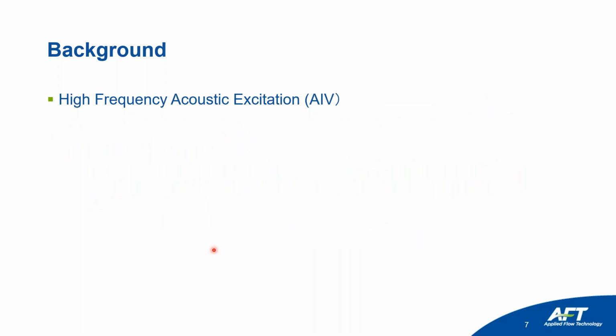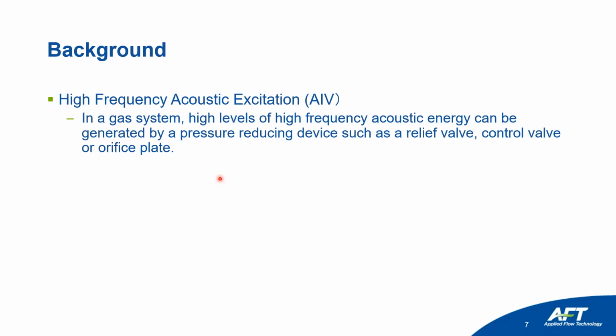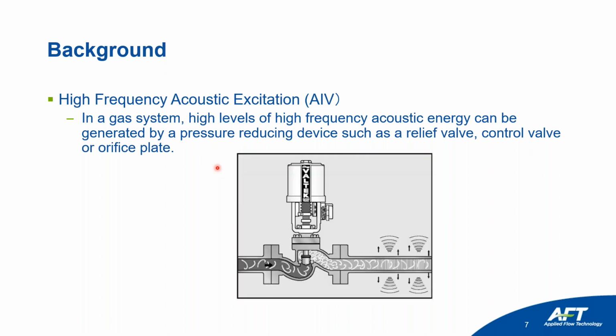Another source of vibration that we address with the new spreadsheet is high frequency acoustic excitation, AIV. In a gas system, high levels of high frequency acoustic energy can be generated by a pressure reducing device such as a relief valve, control valve, or orifice plate. So what we have here is a control valve that reduces the pressure and creates turbulence downstream of the valve that can create vibration problems downstream of the valve.